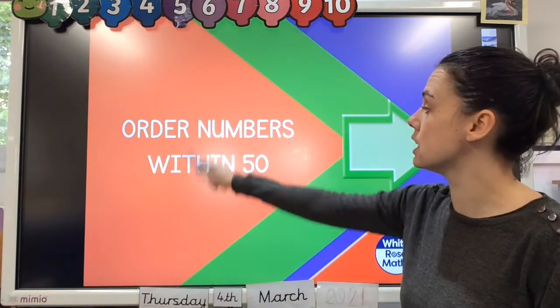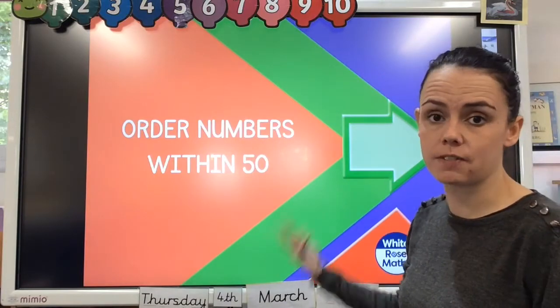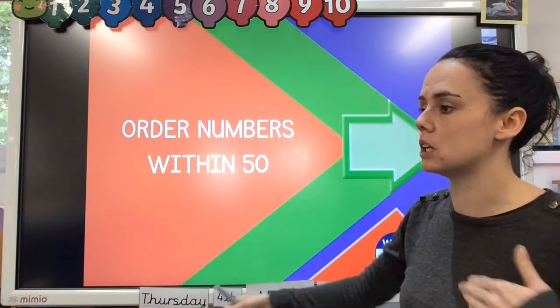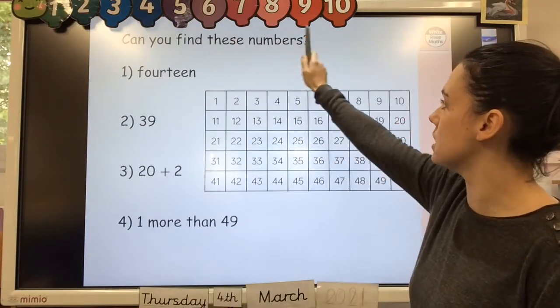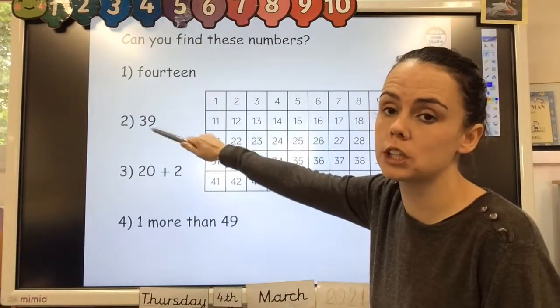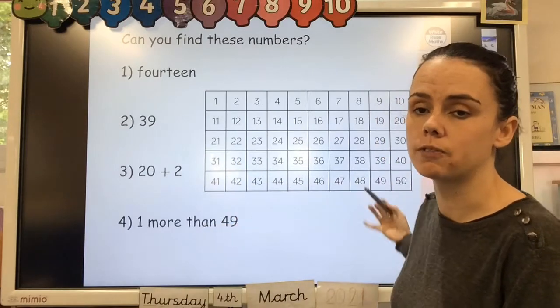Today's maths we are learning to order numbers within 50. So we're going to put numbers in order. So let's warm up our brains first. So can you find these numbers? So we've got 4 numbers here. I'm going to have a go at finding them.